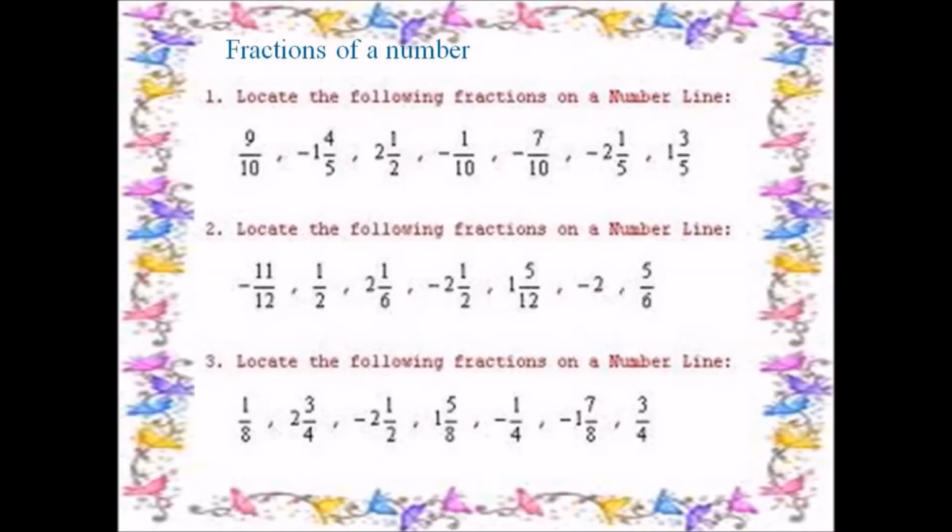Fractions of a number. Locate the following fractions on a number line. Draw a number line and see where each of the fractions is put. Now for example 9 by 10, on a number line we have 10 and we have to identify where the 9 is. So 1 is equal to 4 by 5 gives you 5 and 4. So we have it is 9 by 5. 9 by 5 again gives us on the number line. So draw the fractions of a number.